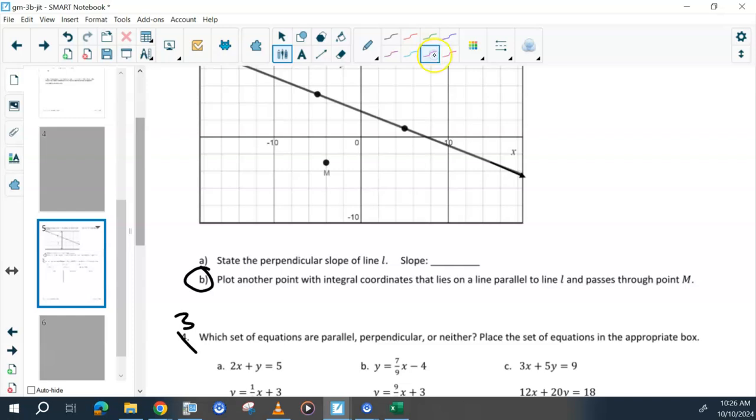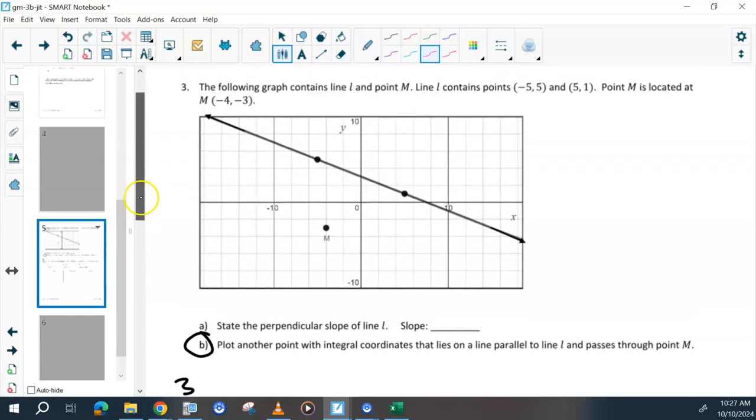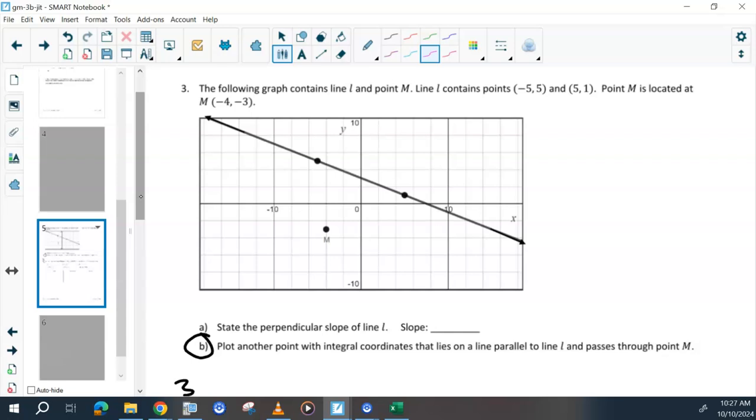For part B, to plot another point, this just means a point that has whole number coordinates, or ordered pairs, that lies on a line that's parallel to line L and goes through this point. So I need to find the slope of this line first. The graph is counting by 2s, so you would have to keep that in mind. I'm just going to find the slope algebraically.